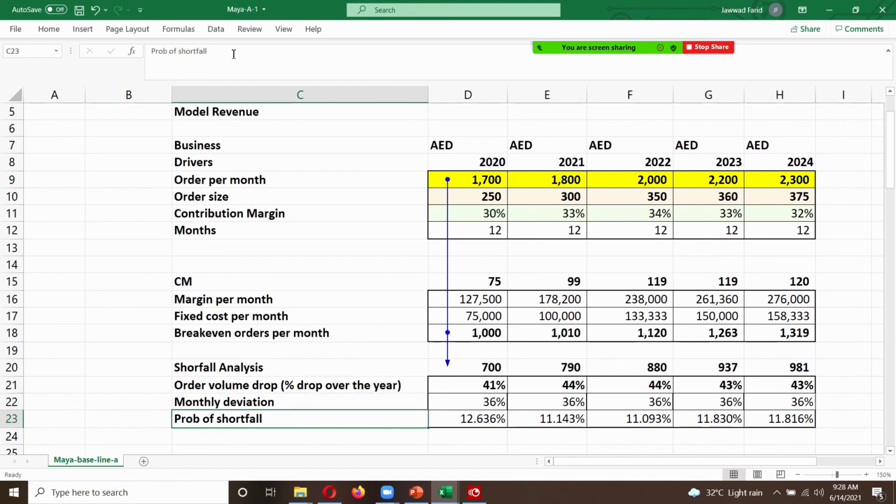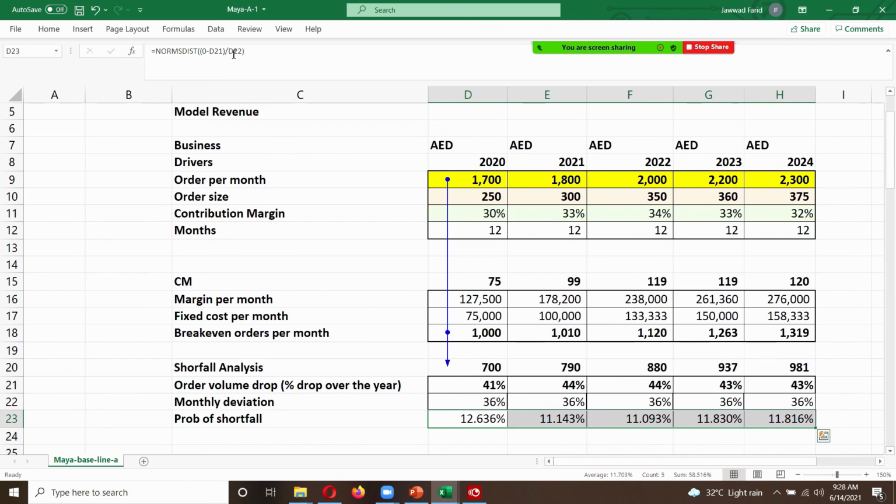And this is surprising. In Maya's numbers that we looked at earlier, we saw a 35% reduction in orders. The number was about 13%. Our own estimate is about 18%. The number that we've used here is about 12%.